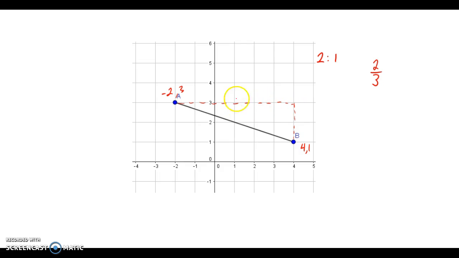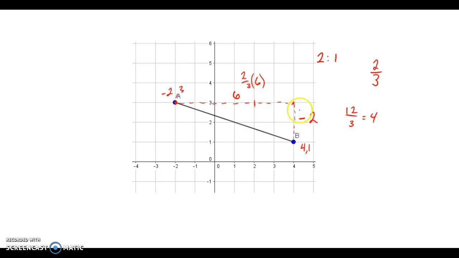So this is 6, and this went down 2. So I don't want to go the whole 6 units though. I'm going to go 2/3 of 6. So if I do 2/3 times 6, that gives me 12 over 3, which is equal to 4. So I'm going to go 4 units from here, which would be here.